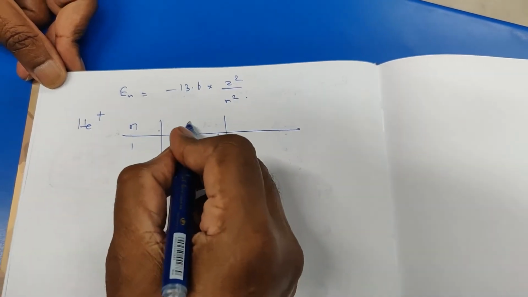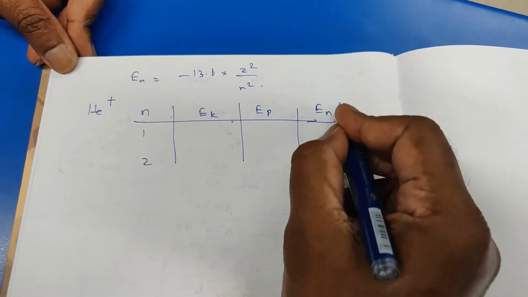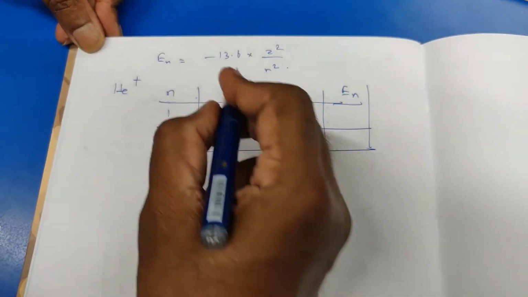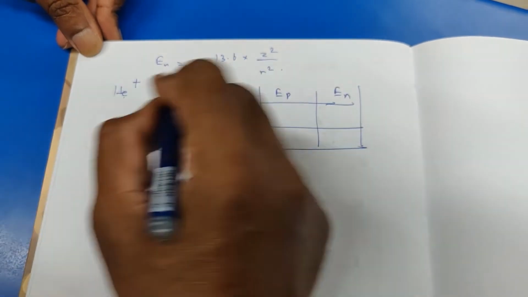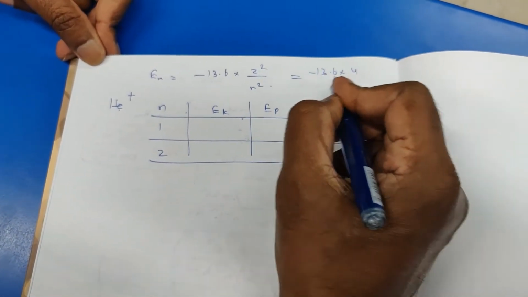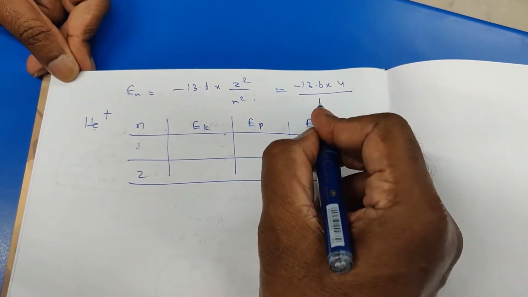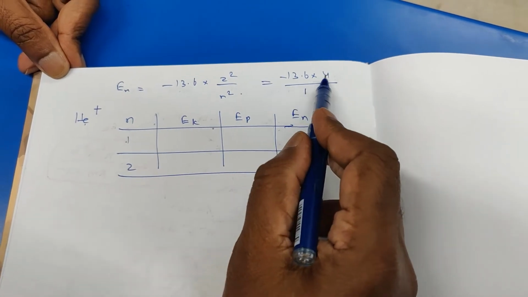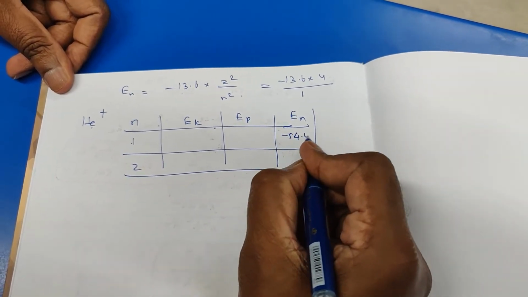So here, what is the kinetic energy? What is the potential energy? What is the total energy? We are going to see. Now for helium, you will put Z is equal to 2. Therefore, the formula will become minus 13.6 into 4 by N square. I put N is equal to 1. Therefore, I get minus 13.6 into 4, that is minus 54.4 electron volt.